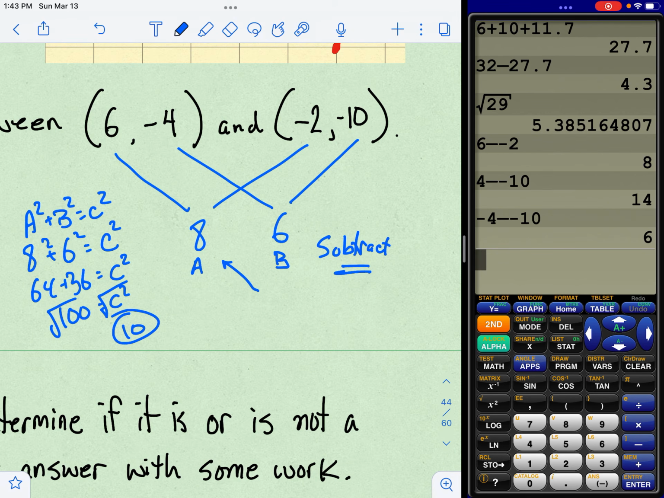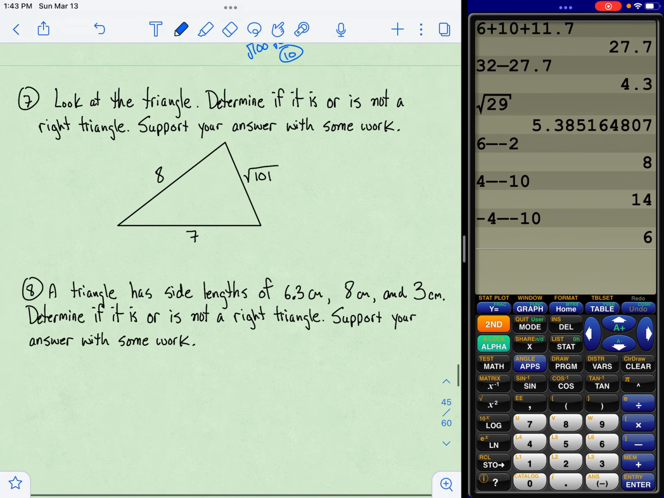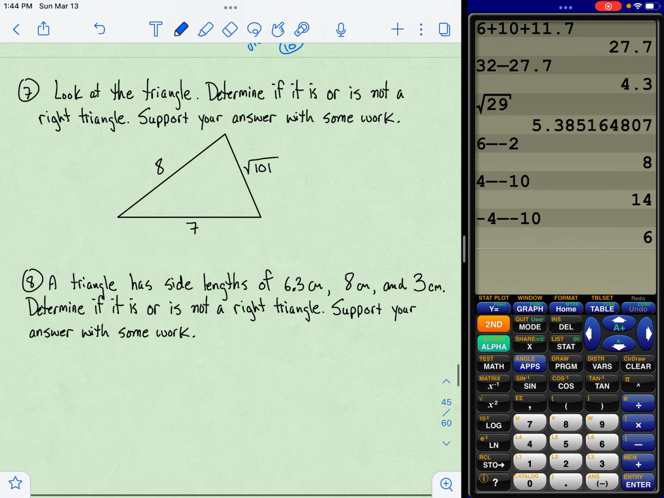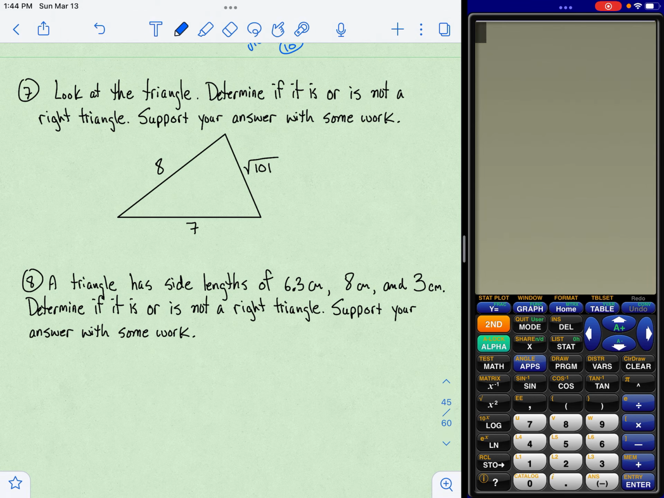This is the difference between the first two. This is the difference between the second two. All right, I think we're almost done here. The last piece is what's called the converse of the Pythagorean theorem. It says look at the triangle, determine if it is or it is not a right triangle.